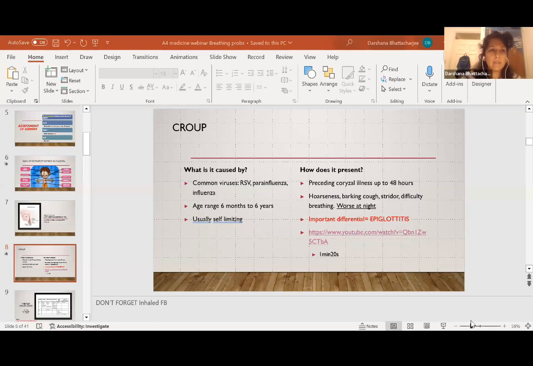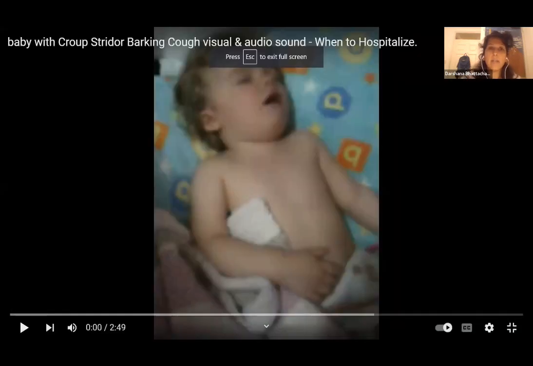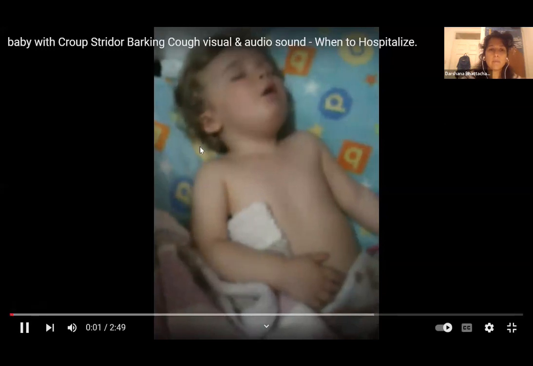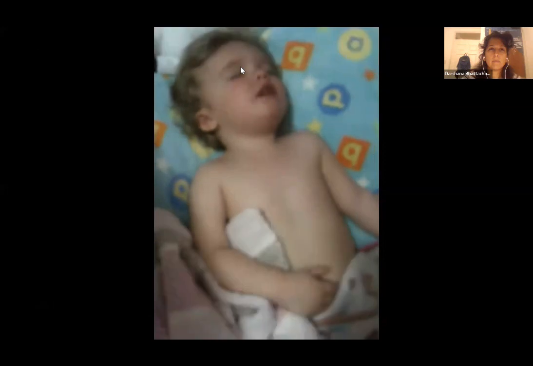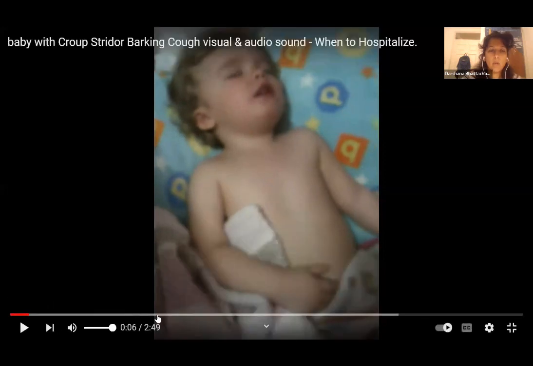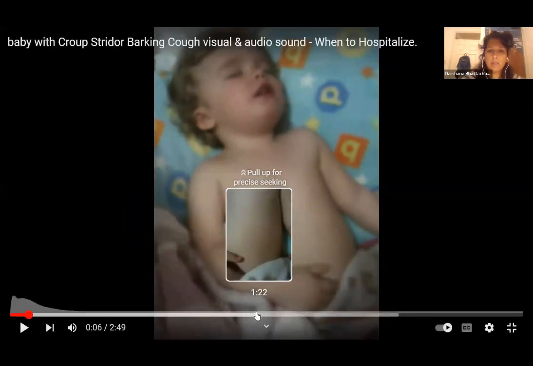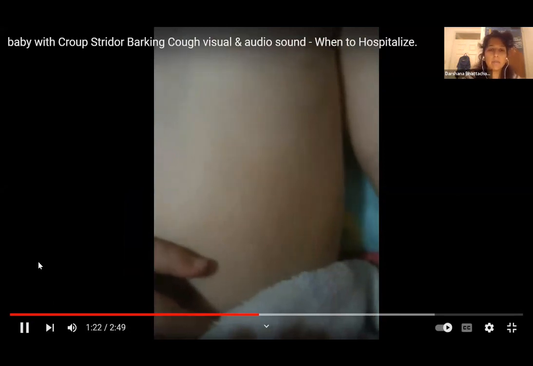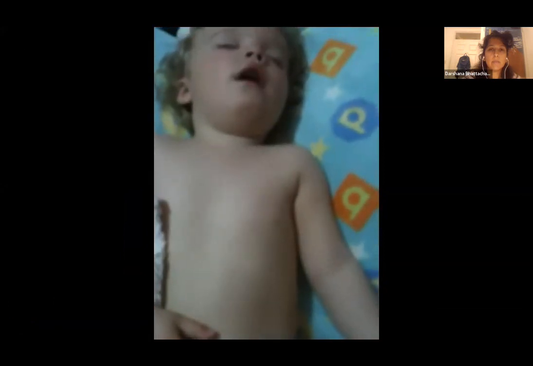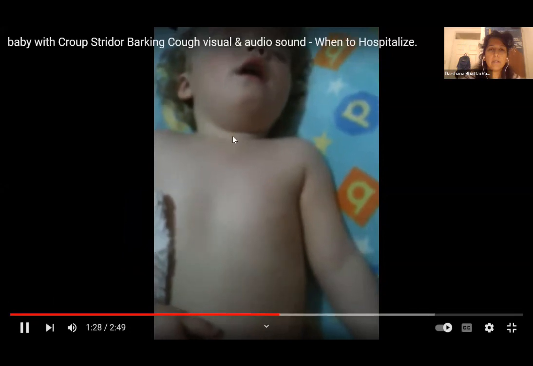So this little girl, we start by hearing her barking cough. And hopefully you all heard that. And I'm going to move on and play you her stridor. Let me just make sure. Okay, no, I don't need to do that. Excuse me. And this is her stridor. So you can hear her breathing in with this stridor. She's got some tracheal tug.